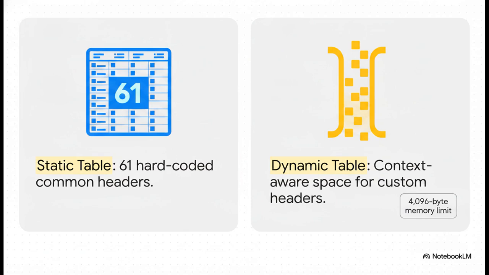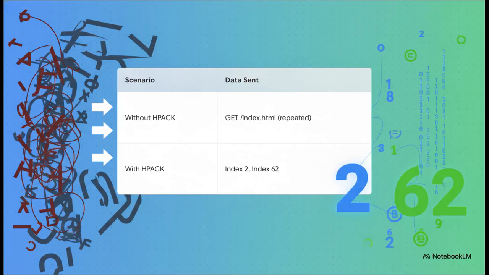Then you have the dynamic table. Think of that like a whiteboard for today's specials, entirely unique to your active session. This dynamic space adapts in real time, safely evicting the oldest entries if its 4096-byte memory limit fills up. In practice, what this actually means is that instead of parsing raw text and hunting around for delimiters like carriage returns, the server just reads a few simple integer indices. So the whole string GET just becomes an index of 2. A massive, clunky custom cookie, that just becomes an index of 62.